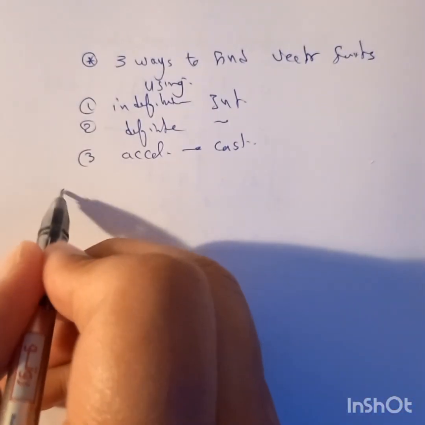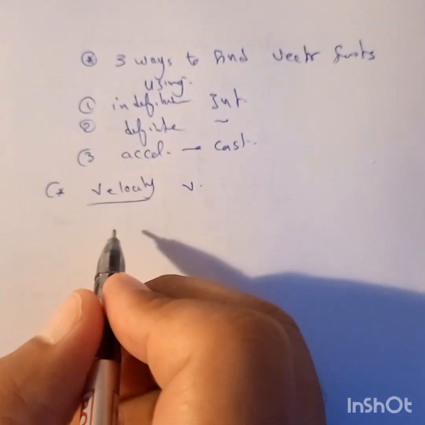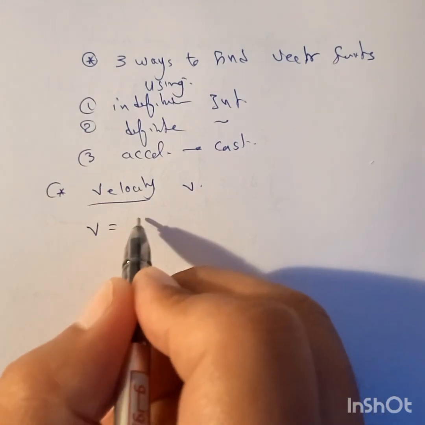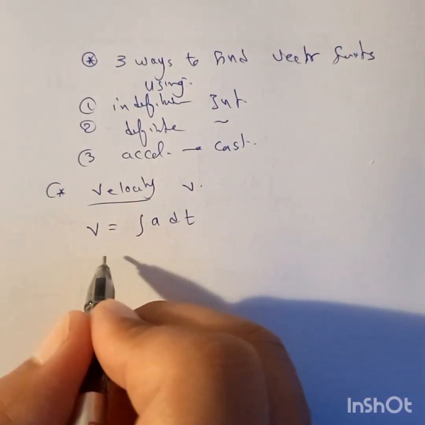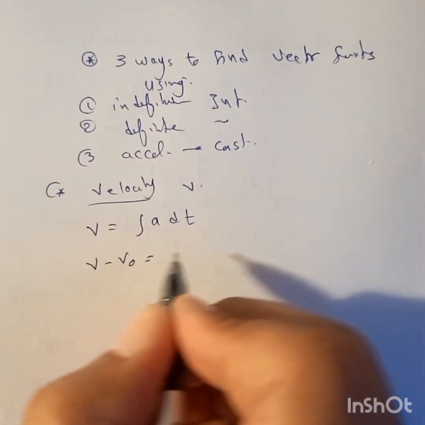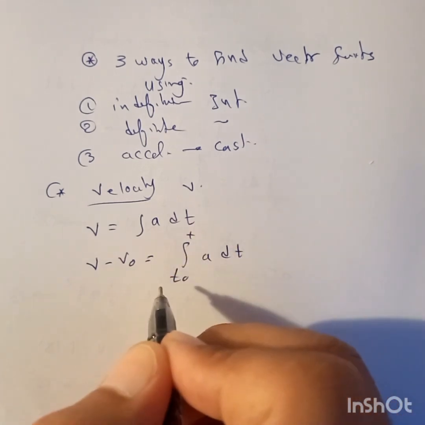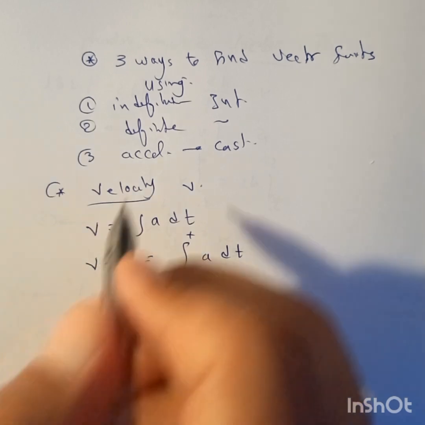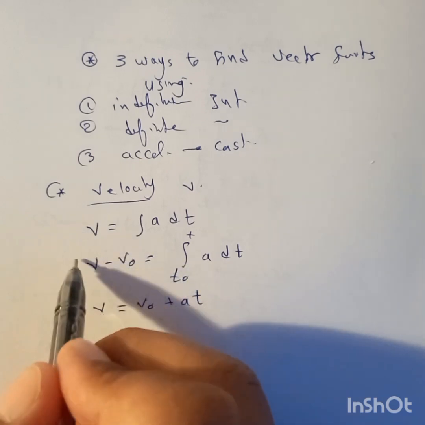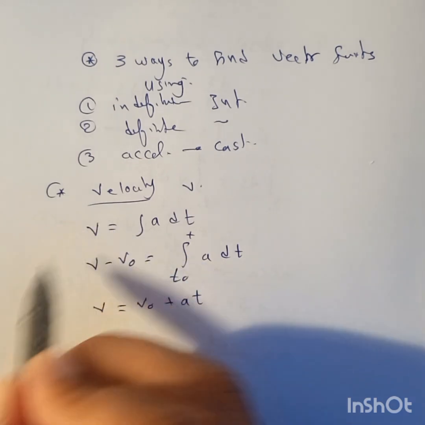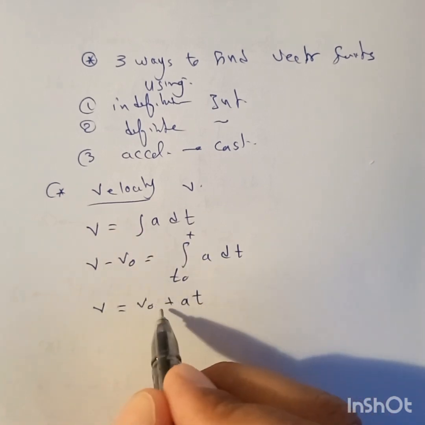Okay, first for velocity v, we can use this relation: v equals the indefinite integral of a dt. Or we have v minus v naught equals the integral from t naught to t of a dt by using definite integration. And in case acceleration is constant, then we have v equals v naught plus at. These are the three relations we can use to find v: indefinite integration, definite integration, and constant acceleration.